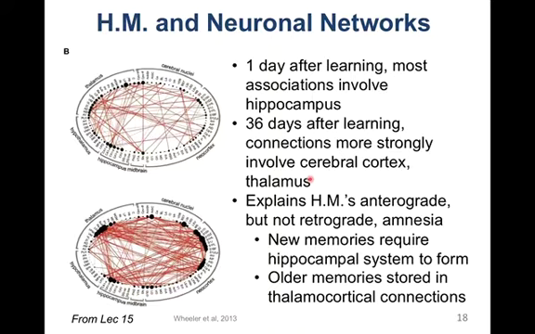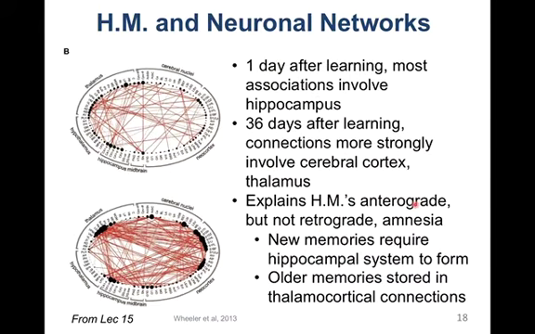regions. And so the fact that HM no longer had hippocampi, right, bilateral removal of the medial temporal lobes, that explains why he had anterograde but not retrograde amnesia. His old memories, the memories that he had in place before the surgery, those were intact. They were already stored. They were already involving the cerebral cortex and the thalamus. Removing the hippocampi wouldn't do anything to those memories. So he didn't have retrograde amnesia.